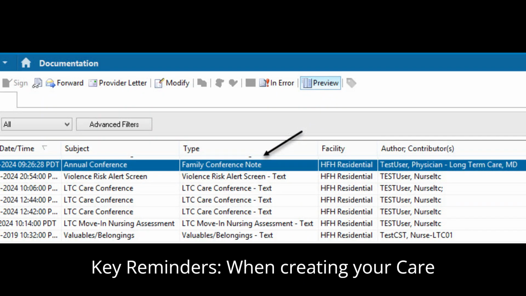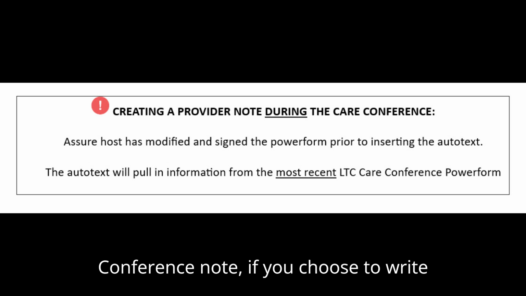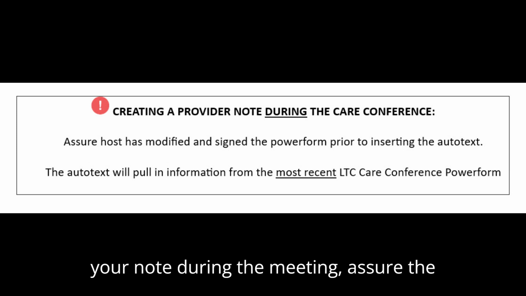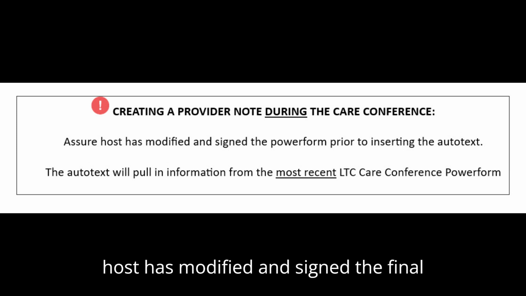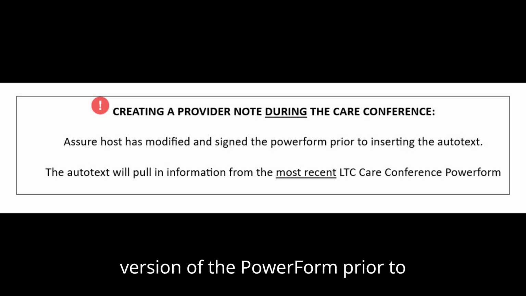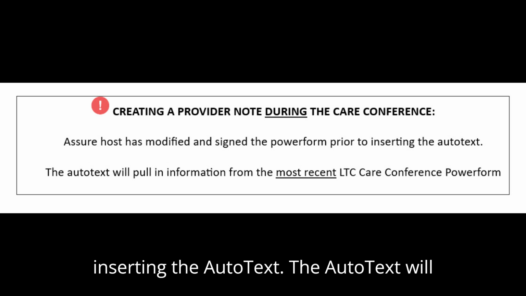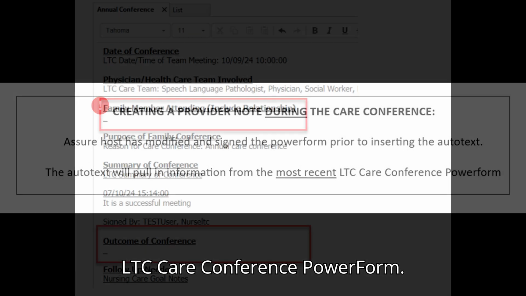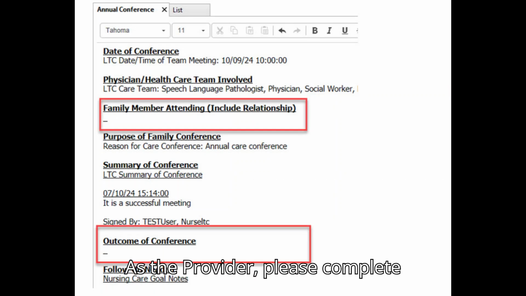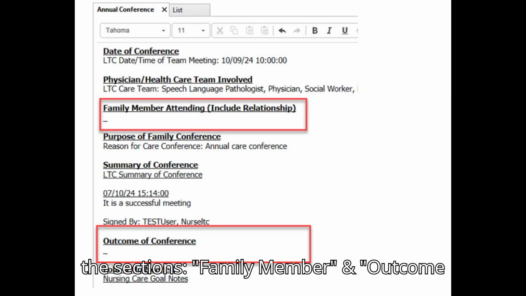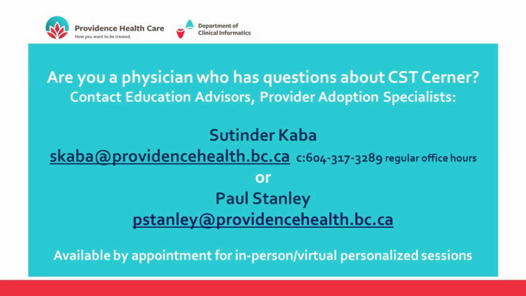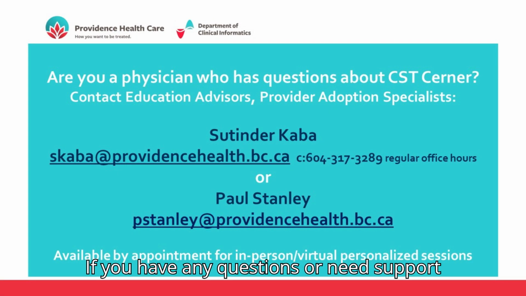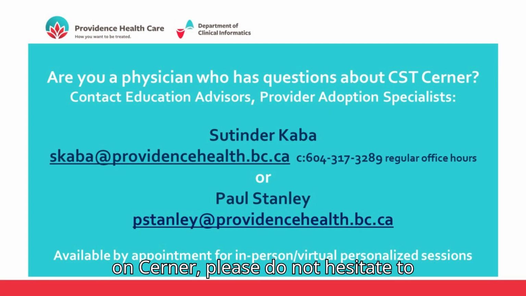Key reminders. When creating your Care Conference note, if you choose to write your note during the meeting, assure the host has modified and signed the final version of Power Form prior to inserting the auto text. The auto text will pull in information from the most recent LTC Care Conference Power Form. As the provider, please complete the family member and outcome of conference sections. If you have any questions or need support on Cerner, please do not hesitate to reach out.